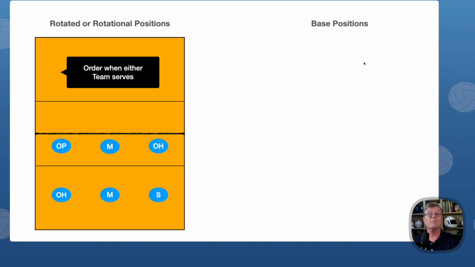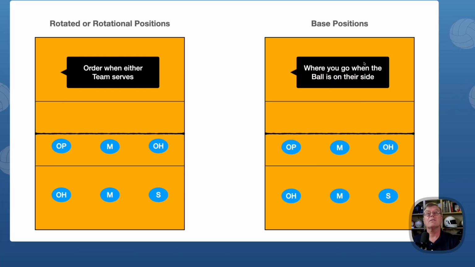Base positions are where you play defense when the ball is on their side of the court. In this case, we have everyone in rotation, but for our base positions, let's say we're serving, we'd like to get our opposite or right side hitter on the right side in the front, and our outside hitter or left side hitter on the left side, so they would switch and the middle would stay where they are.